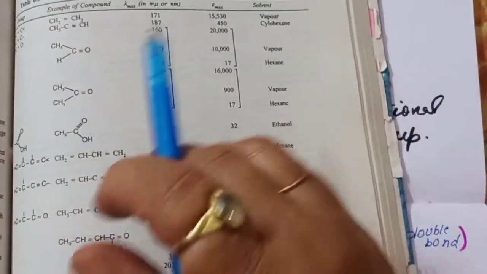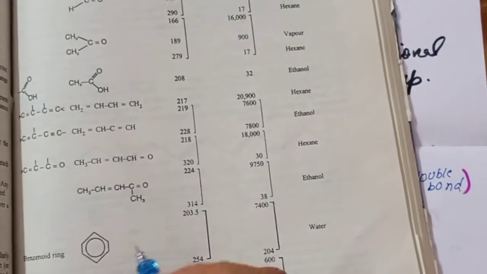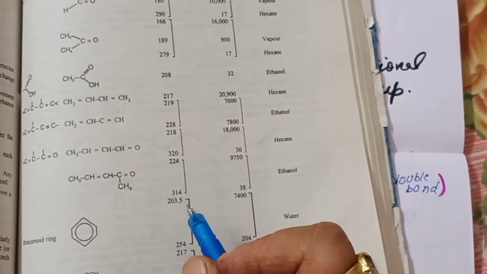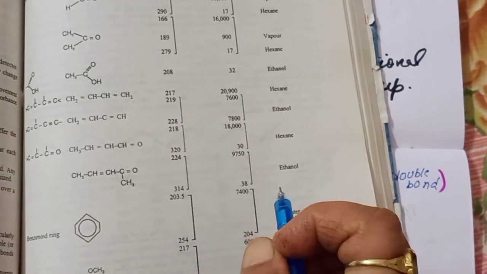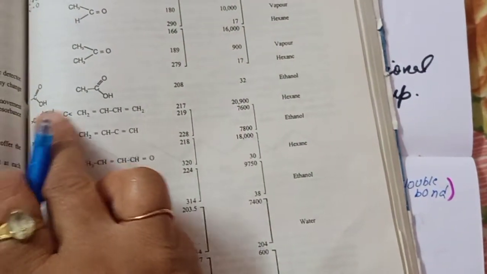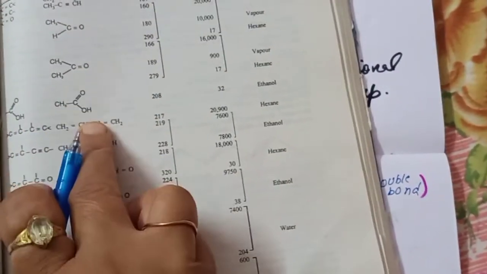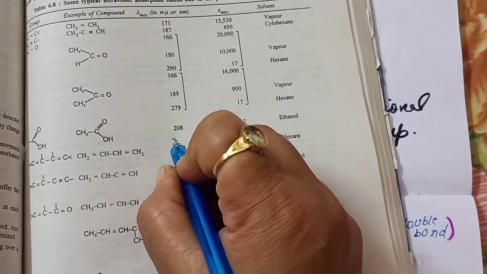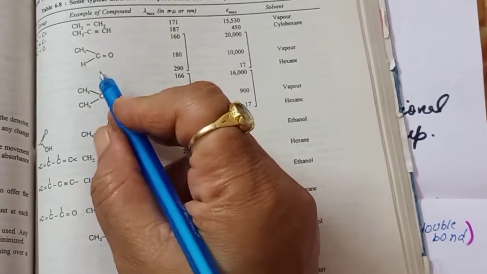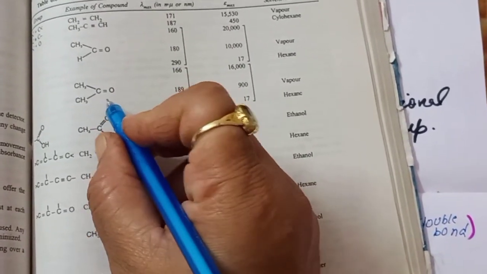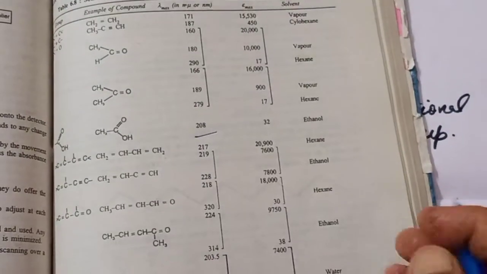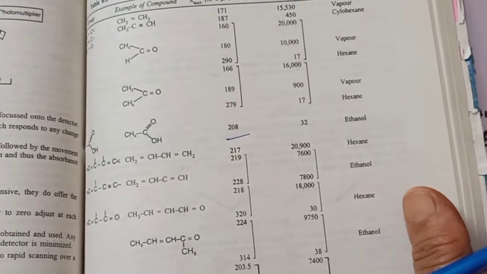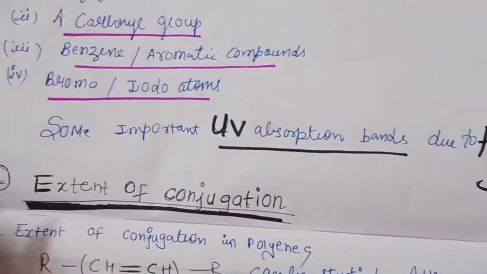Suppose a molecule has a benzene ring, the absorption lambda max value will range from 203.5 nanometers. And if any compound has an acetic group, COOH group, the lambda max value will be 208, means absorption takes place above 200. And if a carbonyl group is there, C double bond, the value will be 189. These are just examples, you can write any one. So if any functional group is present in the molecule, the absorption takes place above 200 nanometers.